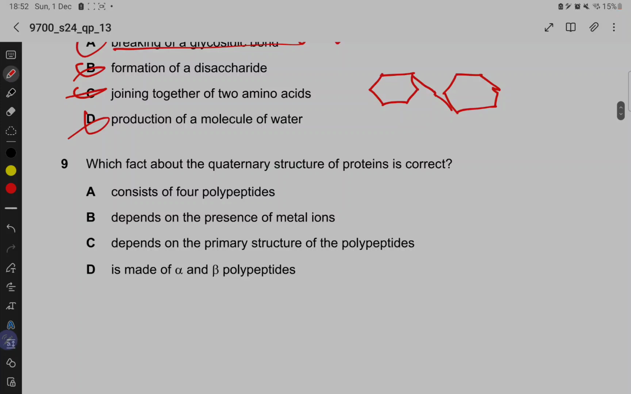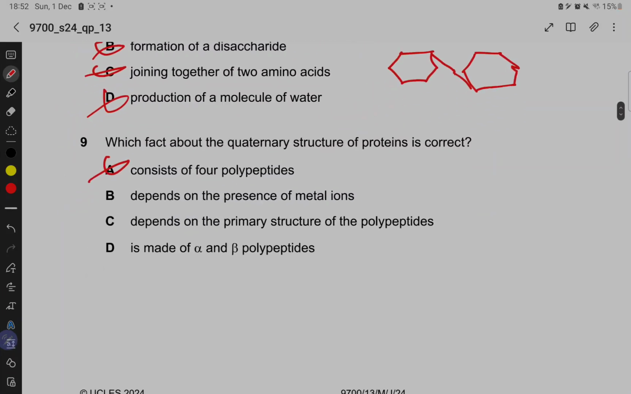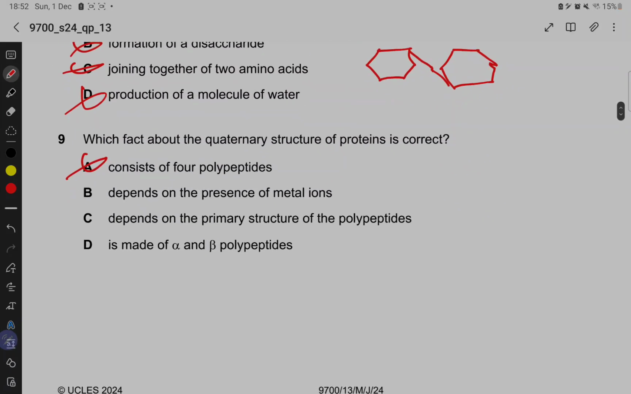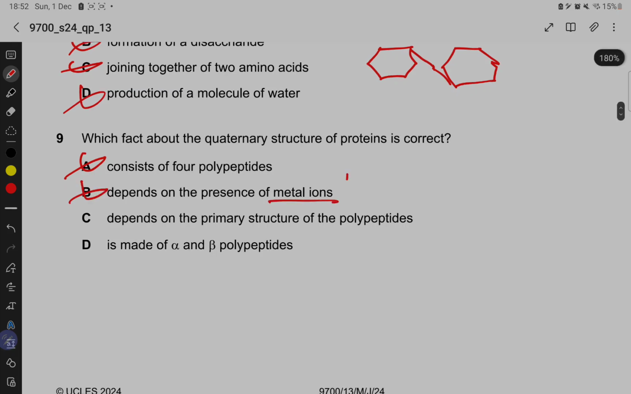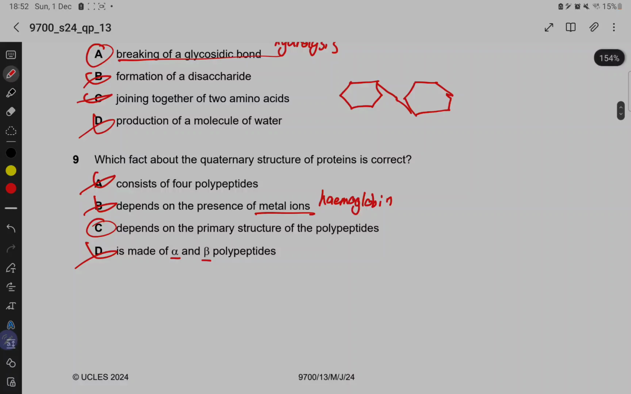Which fact about the quaternary structure of proteins is correct? Doesn't necessarily need to be 4 polypeptides, could be more. Nope. This is just for hemoglobin with the iron. Depends on the primary structure. This is true for all structures actually, even the secondary and tertiary. So C is correct. Made of alpha and beta, not necessarily.